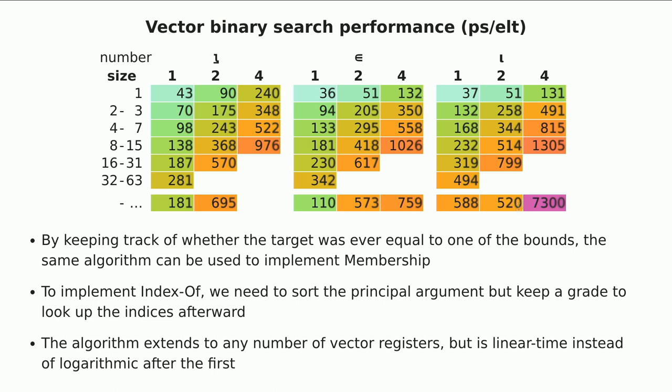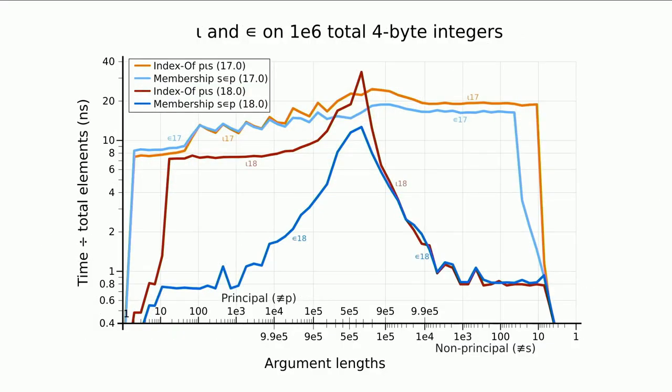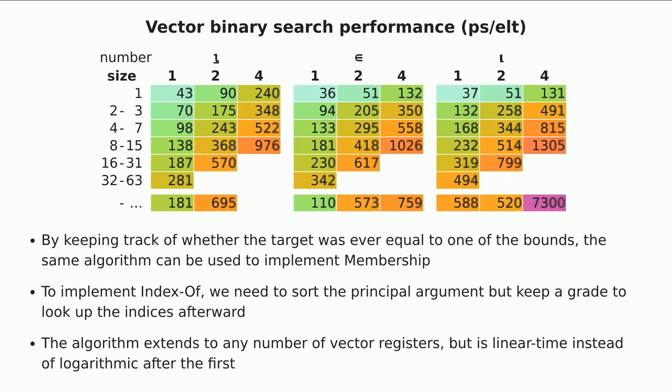Let's zoom out and just see the bigger picture, what's really going on with these lines. Here is my performance graph for index of and membership. We were over here. Previously, we didn't even have an axis for the non-principal argument. This is just if the non-principal argument is large, how much time does it take to look up each target? So I'm assuming there are millions or something. I think I did my timings on a million.